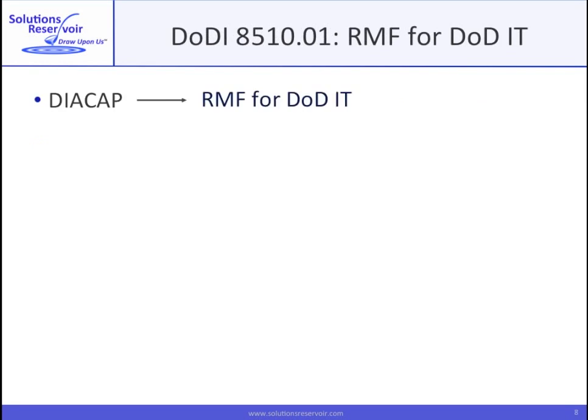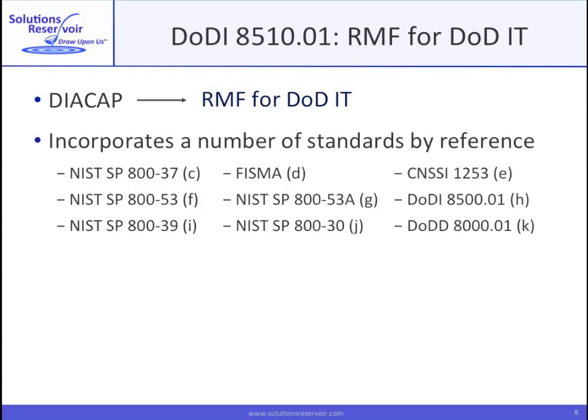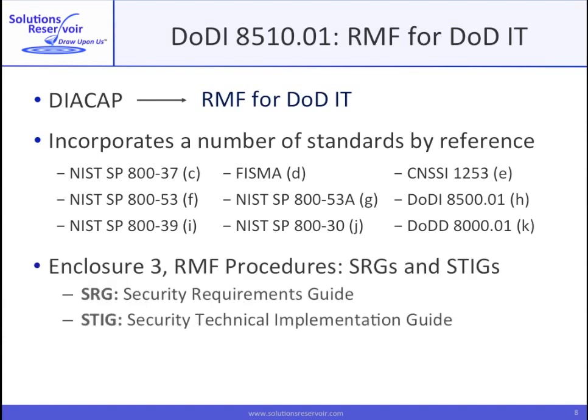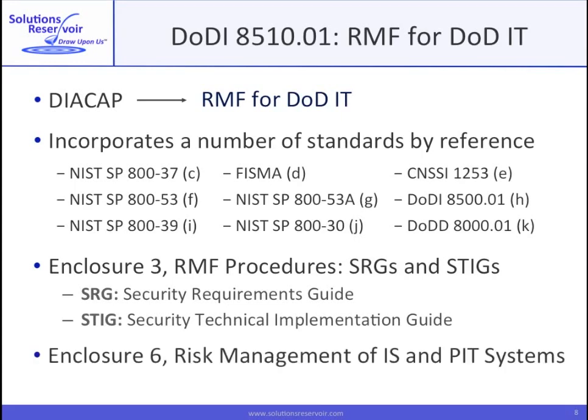DoD 8510.01 is where the new risk management framework for DoDIT supplanted the DIACAP. 8510 also incorporates, by reference, a number of standards, including these. Enclosure 3, RMF Procedures, discusses the use of Security Requirements Guides and Security Technical Implementation Guides, SRGs and STIGs. And Enclosure 6 addresses the core of the RMF for DoDIT. I've placed discussions of Enclosures 3 and 6, including overviews of SRGs and STIGs, on the following reference slide, after which we'll look at the stepwise process of the RMF for DoDIT.